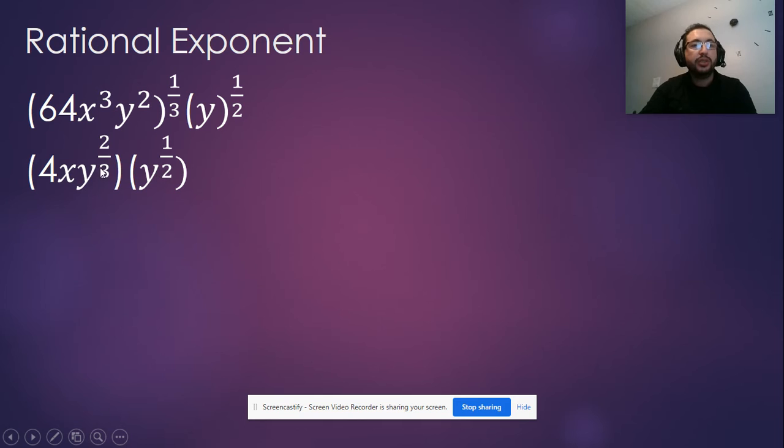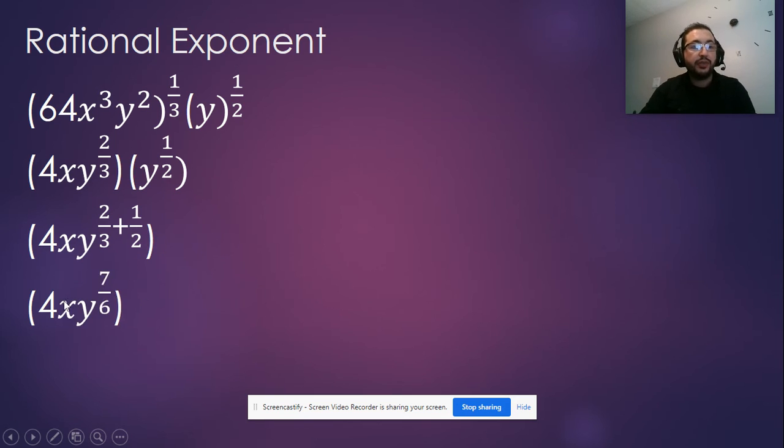Then we're going to do the product rule, which is adding. So it will be 4x y to the 2/3 plus 1 half. And then we're going to add these two fractions. So we're going to have 4x y to the 7 over 6. But this one, we can rewrite it as this: 4x y times y to the 1 times 1 over 6. Why? Because this y is like having 1, so we can get it out.